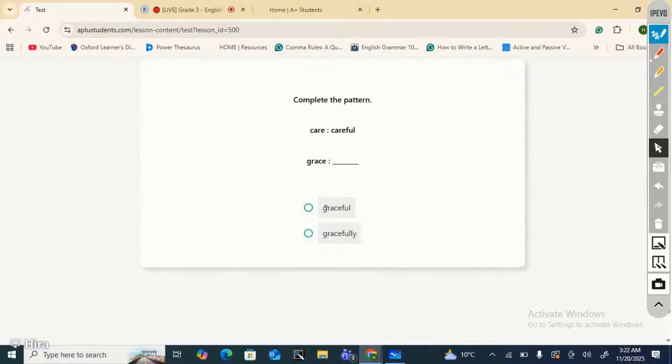Care, careful. Now complete the pattern. Look at this pattern, this analogy. Care, careful. In the second pair, the first word is grace. Now you have to look for a word which completes the pattern. Is it graceful or gracefully?